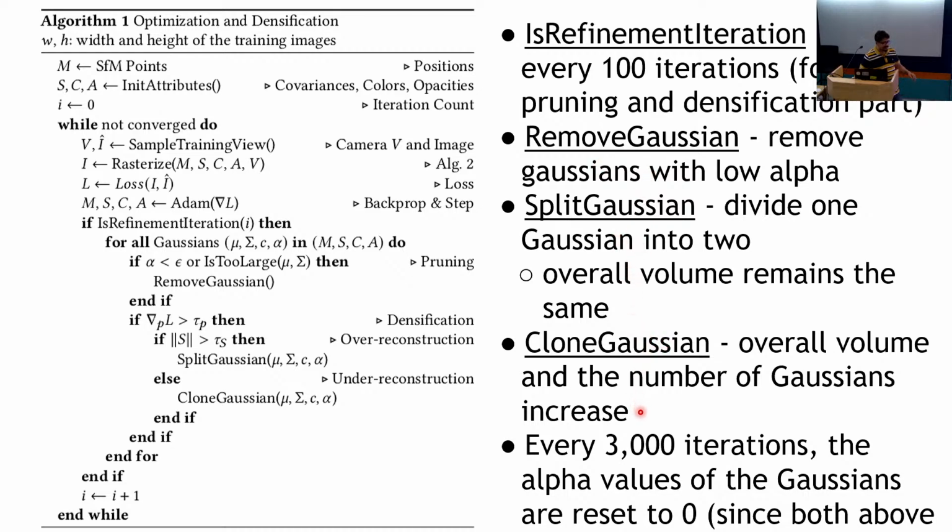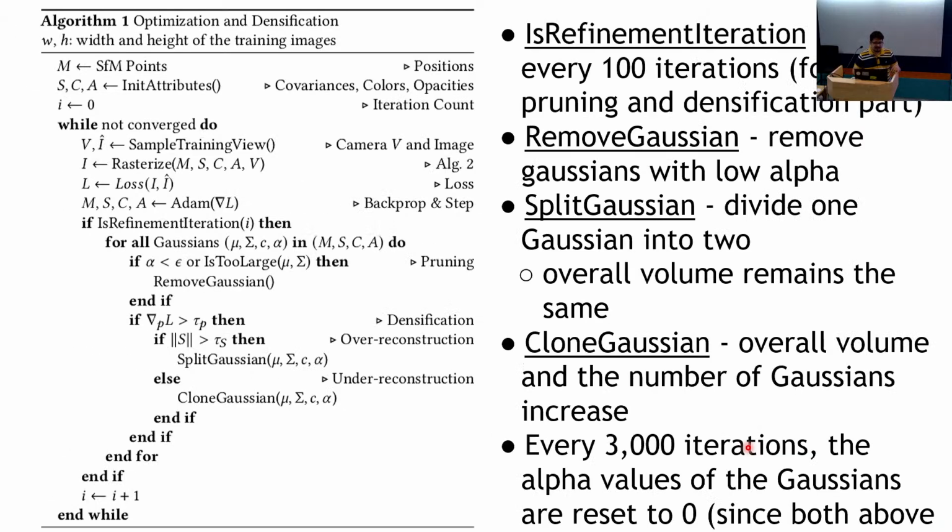And there is one more thing that they do. Every 3000 iterations, they reset the alpha values. That is another heuristical approach that they use. After every 3K iterations, they reset the alpha to some number, so that you don't get stuck in local minima. Is it all the alphas? All the alphas.